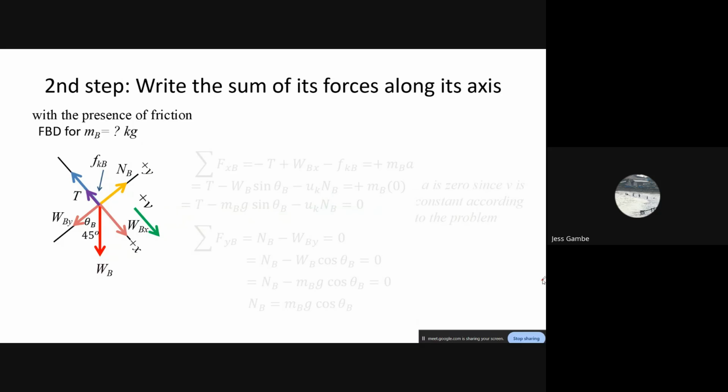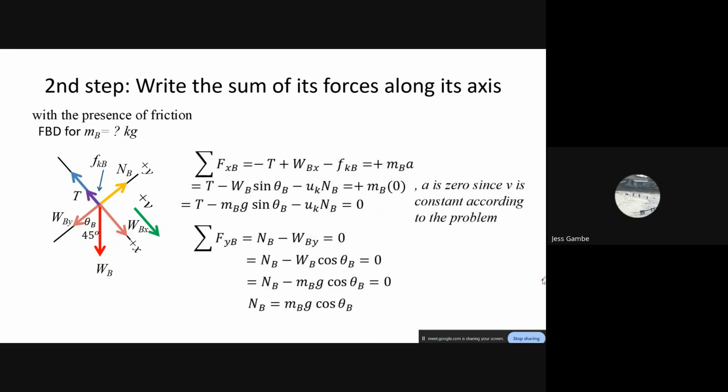For B, again, your Fx for B changes because of the addition of the friction term. But the right-hand side is still zero, since the assumption is that it moves at constant velocity, so acceleration is zero. So you're left with this expression here. And the y-axis is identical, since there is no friction there. Again, same reason.